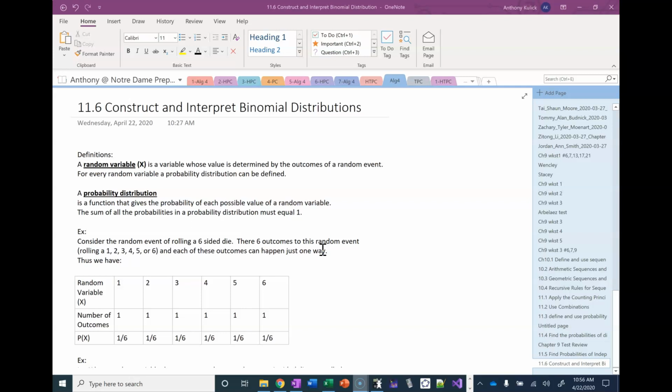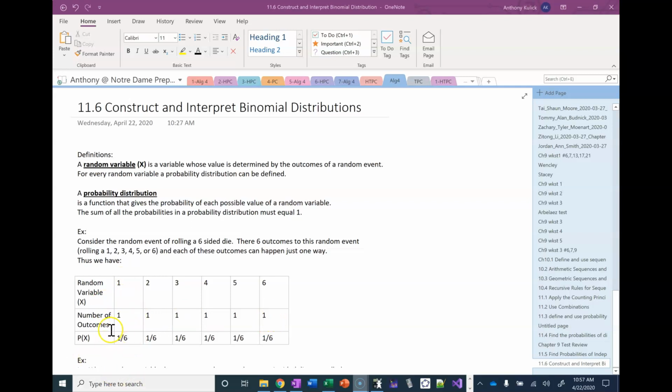Let's say we have the random event of just rolling a 6-sided die. There's 6 outcomes to this event. You could roll a 1, 2, 3, 4, 5, or 6. And each of these outcomes can happen only one way. So there's just one way to roll a 1, one way to roll a 2, one way to roll a 3, etc. Thus, we can define a random variable X to be these 6 outcomes, 1, 2, 3, 4, 5, 6, where each of these outcomes occurs one way.